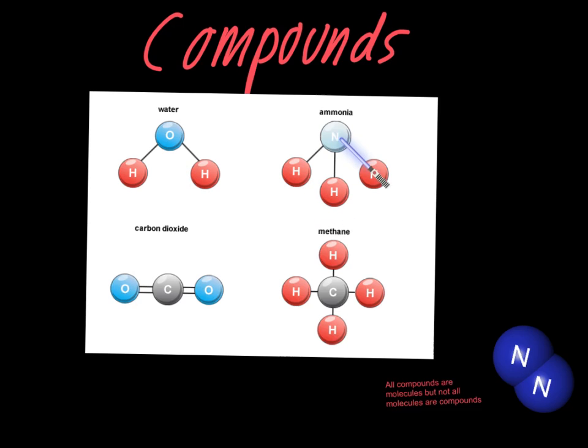Ammonia is also a compound, so we've got 1 nitrogen and 3 hydrogens. Carbon dioxide, CO2, 1 carbon, 2 oxygens. And then methane, 1 carbon with 4 hydrogens.